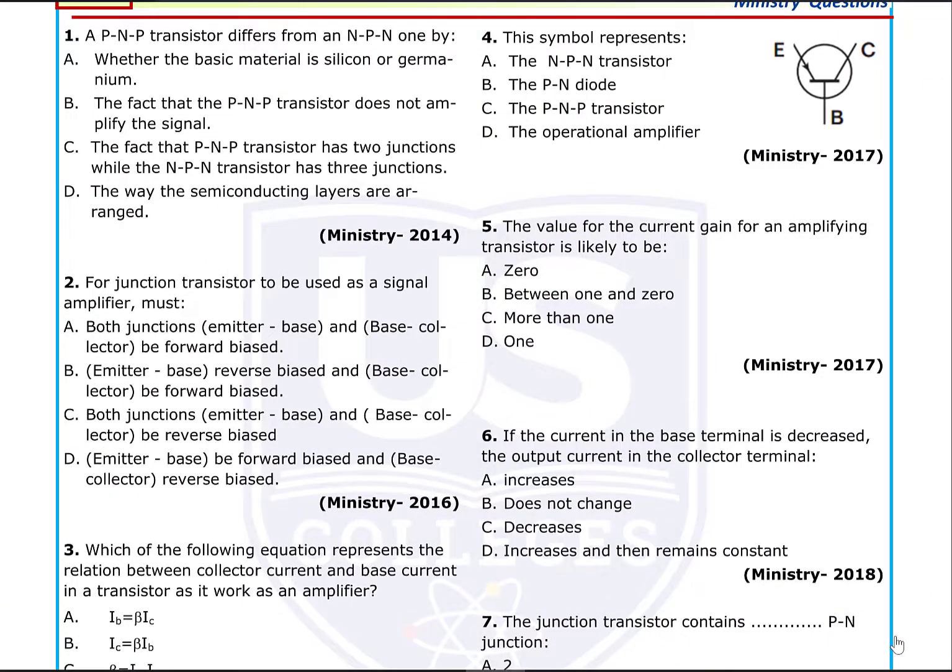PNP transistors differ from NPN. Remember, in PNP transistors, N type is in the middle, but in NPN, P type is in the middle. The only difference is the way the semiconductor layers are arranged. If the N type is sandwiched between two P types, it is the PNP. If P type is sandwiched between two N types, it is the NPN. So this is the correct answer.